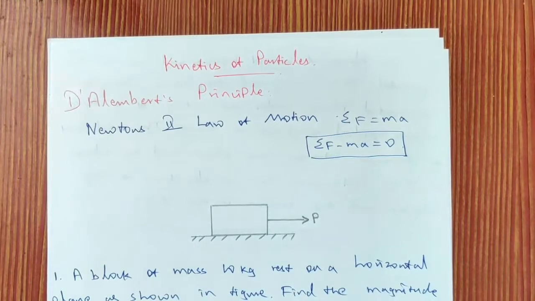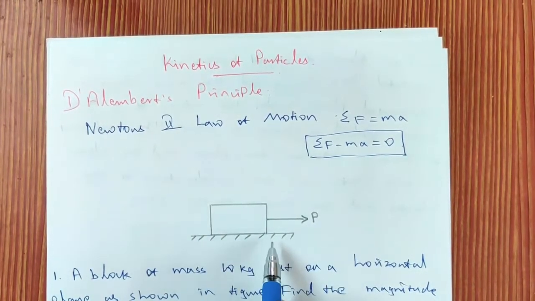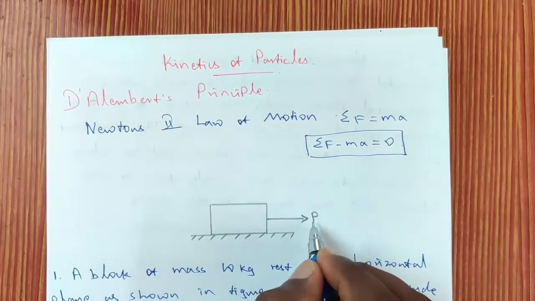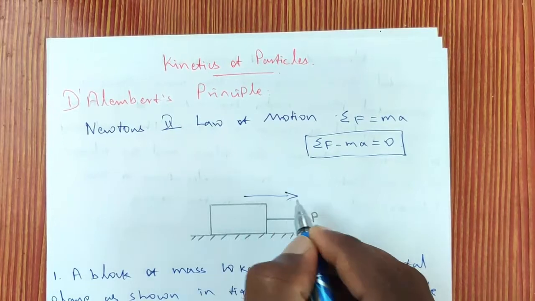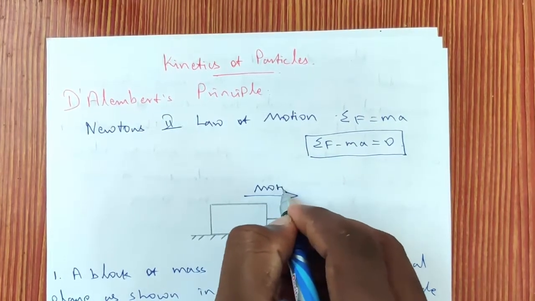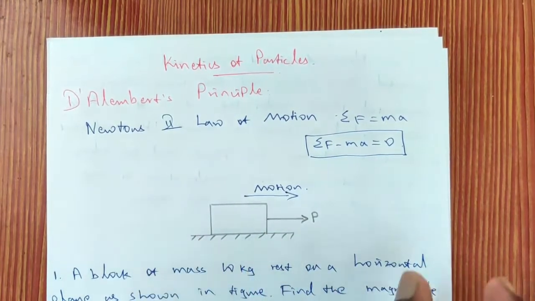So let me teach you the concept with a simple example. A block is placed on a rough horizontal surface. A force P is acting. Because of the force P, the block is moving to the right side direction. Okay, so here the block is not at the rest stage, the block is moving.